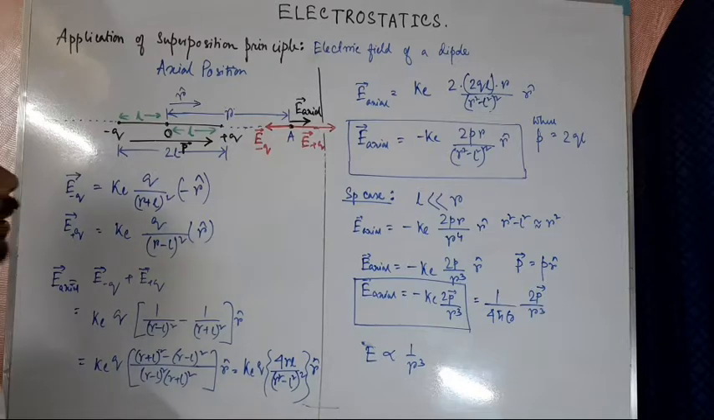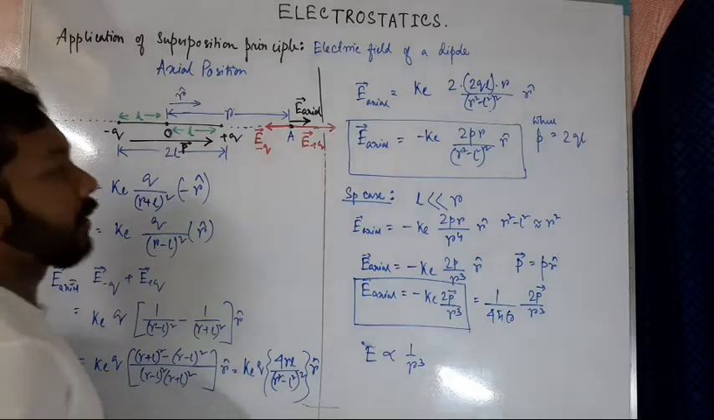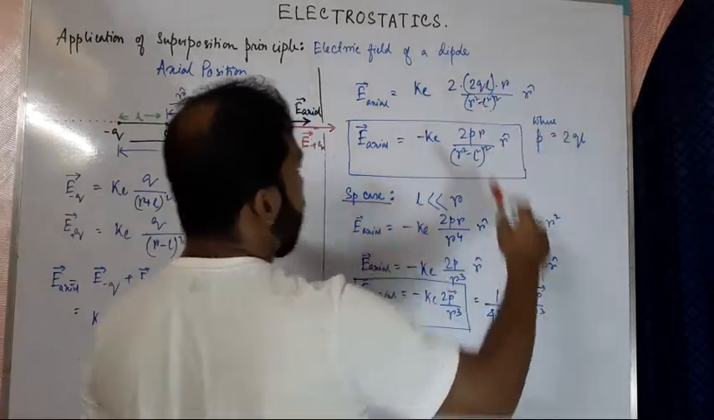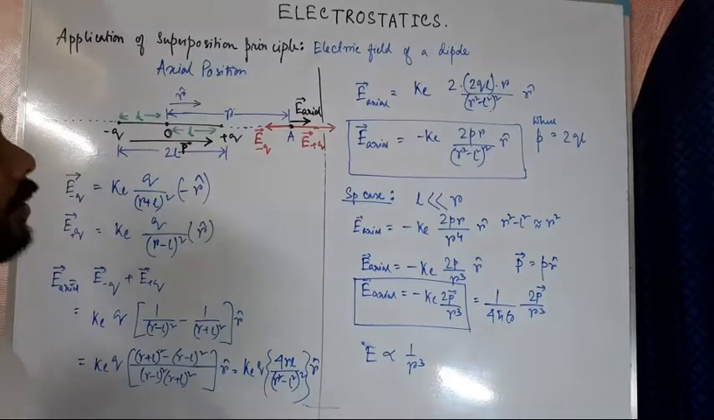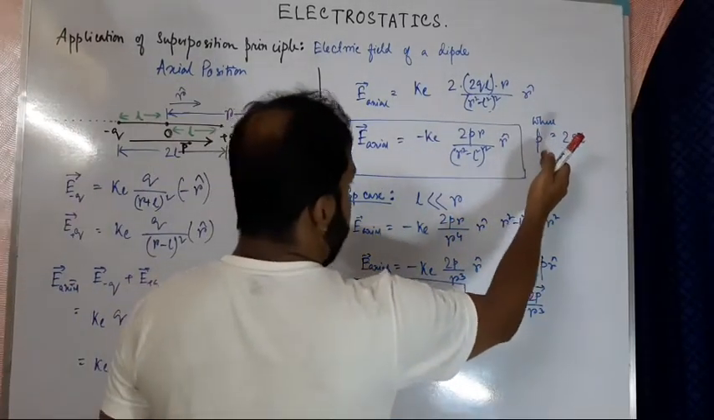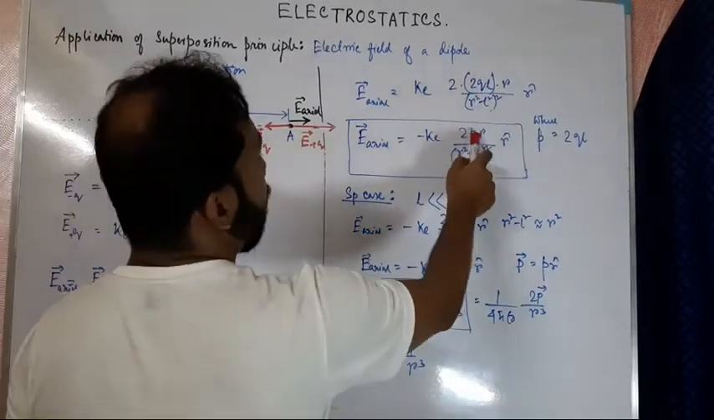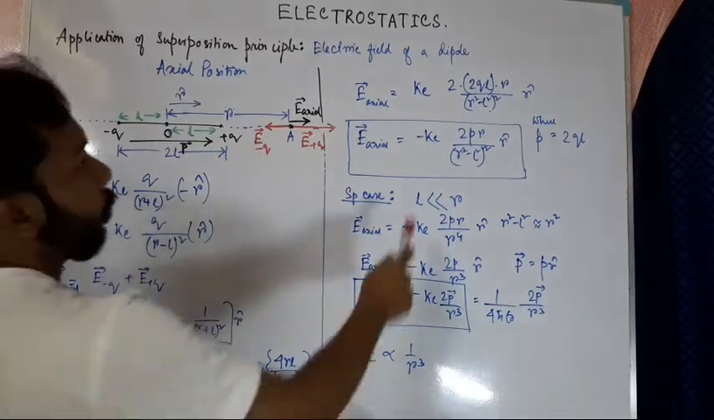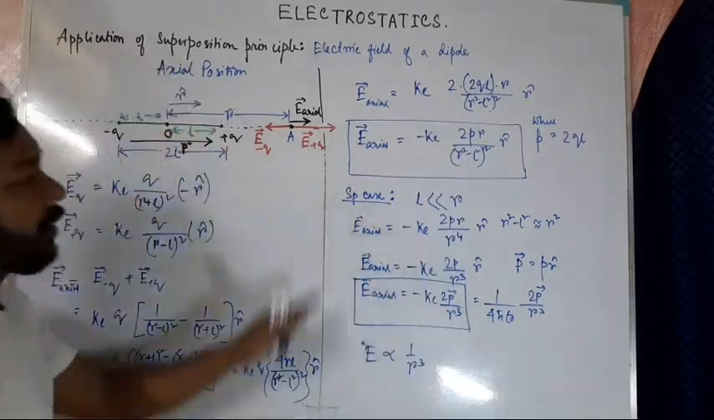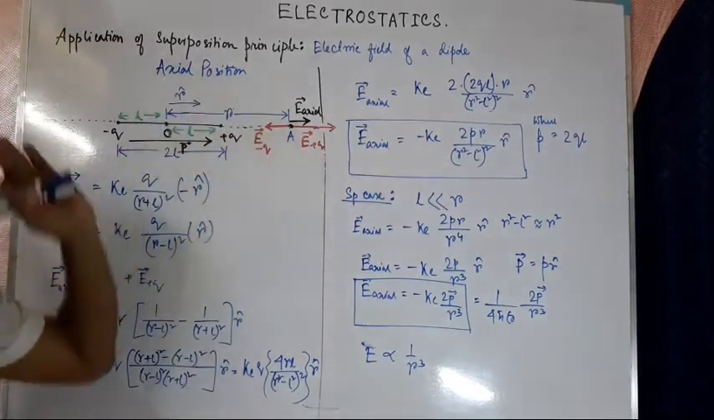This 2QL has a significance from the definition of the dipole moment. 2L is the total length of the dipole, and Q is one of the charges of the dipole, so their product will give the dipole moment. P is the dipole moment here. So instead of 2QL we have replaced P, and the axial field will become 2PR over this. So this is the general form of the electric field of the dipole at the axial position.